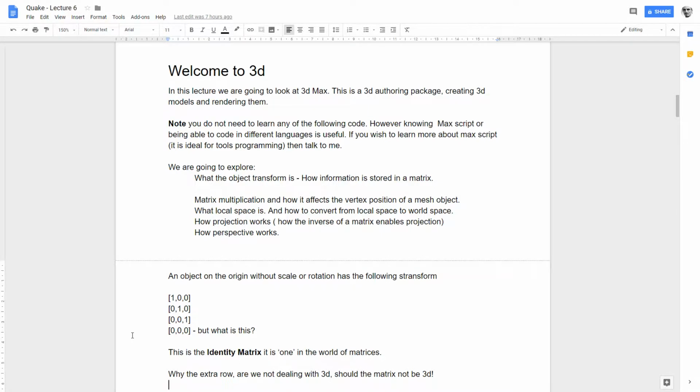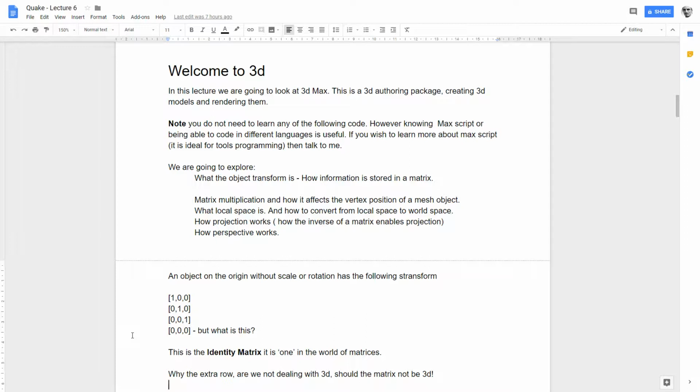Welcome to 3D. In this lecture we're going to look at a program called 3ds Max. 3ds Max is a 3D authoring package. It's used by artists to create mainly polygonal models and to render them.